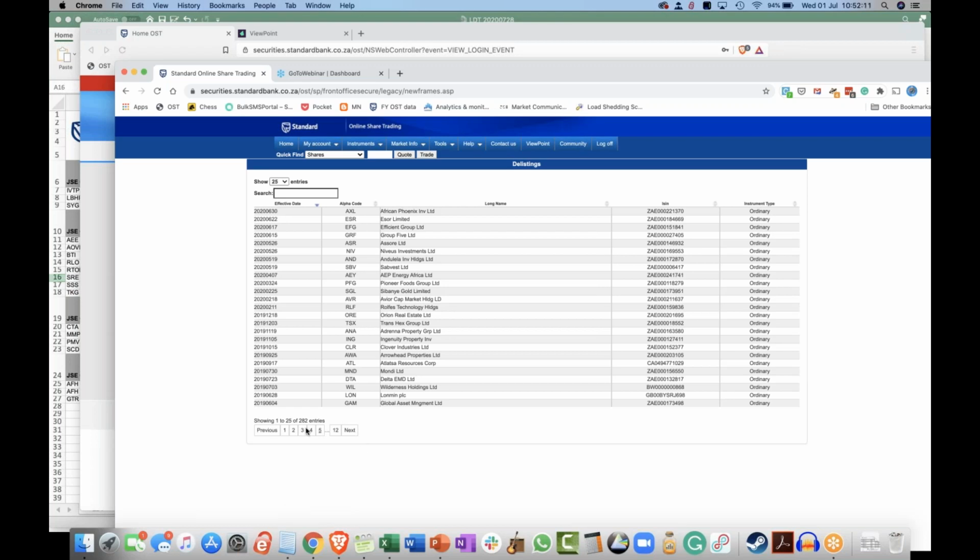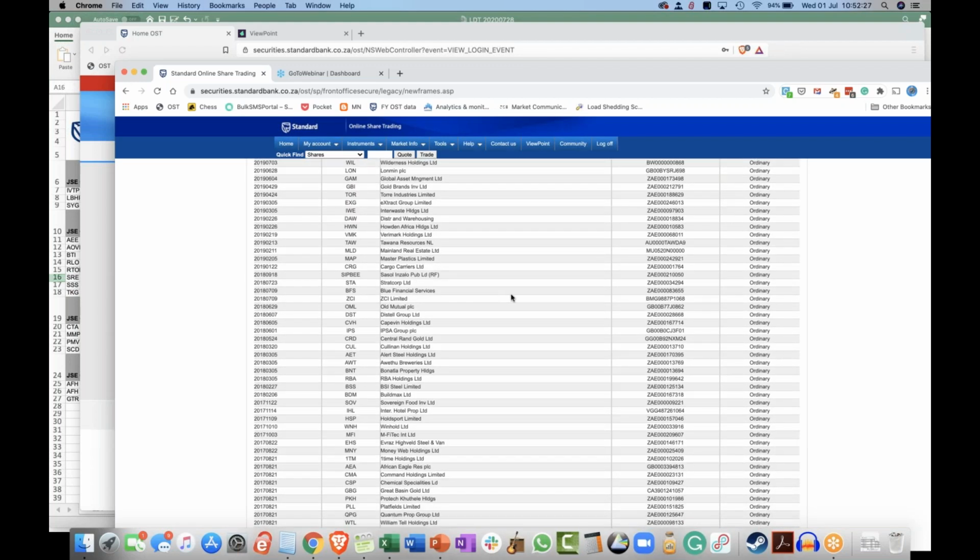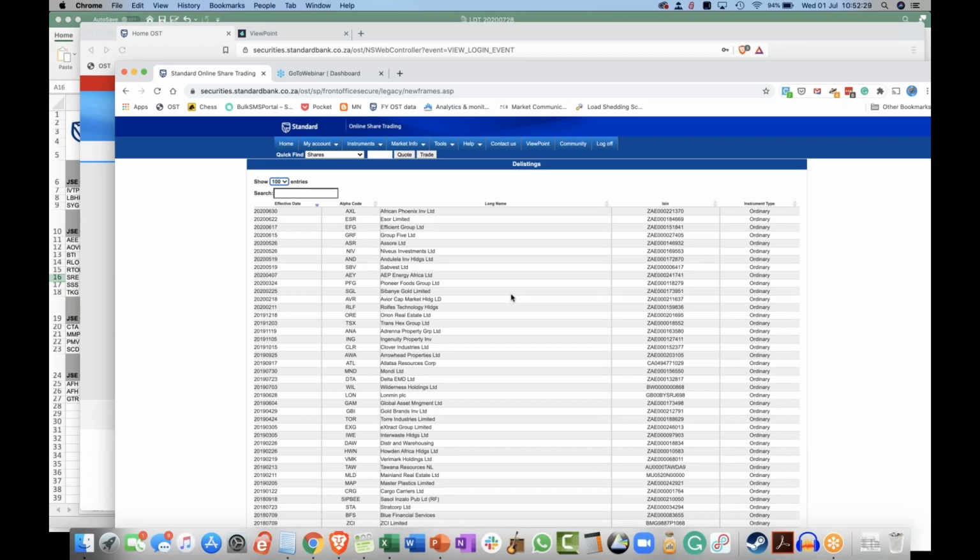There's 282 entries here. It gives you the date of delisting, who they are, and the investment type that it was. Importantly here, how many can I show? I can show 100. It's not telling you the details around the delisting or where they went to. For example, Group 5 is bankruptcy.